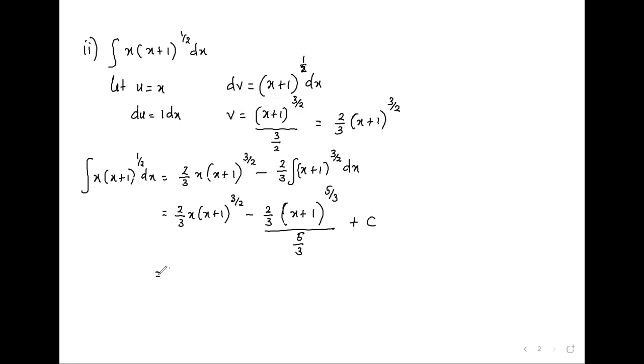So we get 2 over 3, x plus 1 to the 3 over 2, minus, you flip, you get 2 over 5, x plus 1 to the 5 over 3, plus c. It's the integral by parts. Spending our time on by parts today.